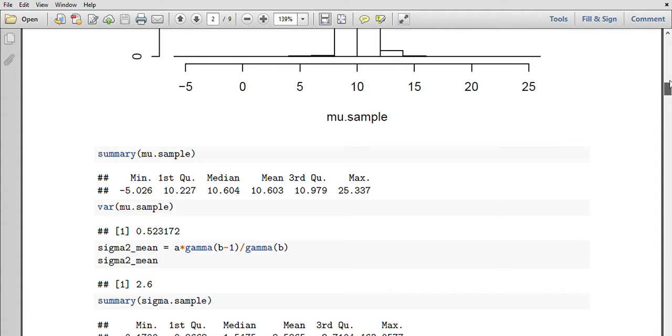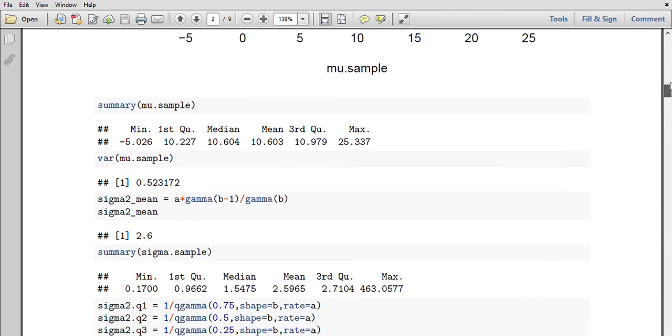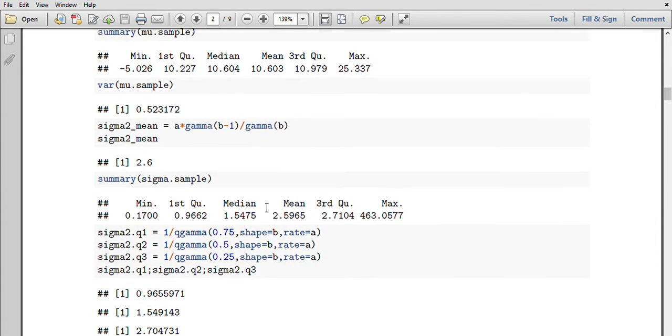So mean is 2.6. Now let us look at the summary of the sample which we have generated. So the mean is 2.5965, which is almost the same as the population mean. So why are we doing this? Why are we checking this? So that we are sure that we have actually generated a random sample from the target distribution.